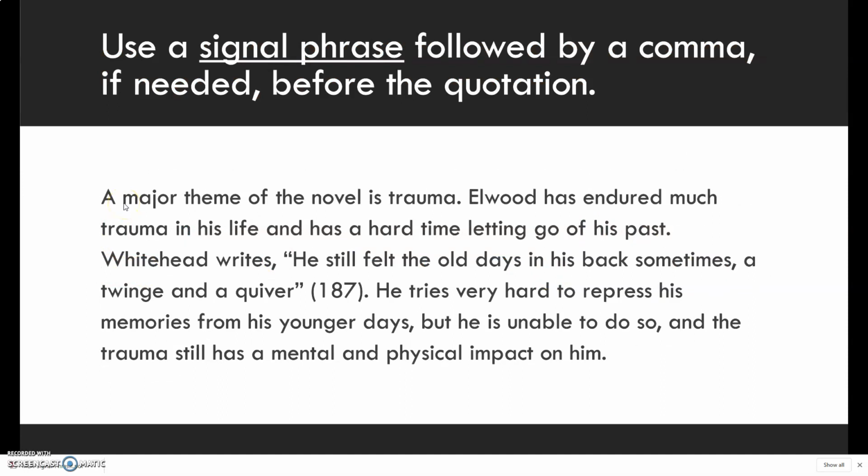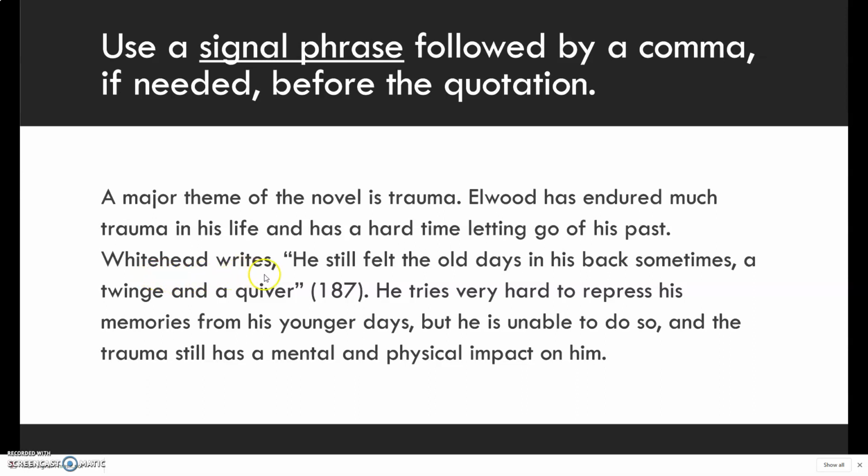Another way to introduce the source would have been a simple signal phrase, just the author's name and then writes, or the author asserts, whatever kind of source you're quoting. You'll want to use a verb that fits there. So you wouldn't want to say Whitehead says, because Whitehead is not speaking, he is the author, he is writing. In fact, if there is a speaker at all, it would be the narrator. So if we wanted to say that someone is saying something, then we would say Whitehead's narrator says.